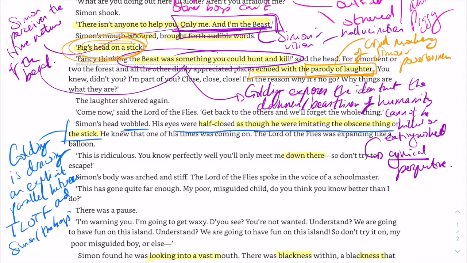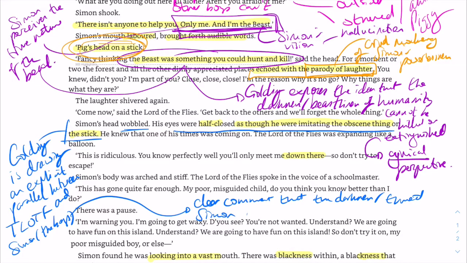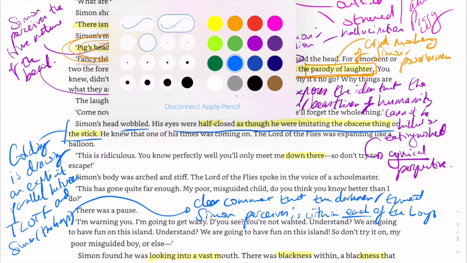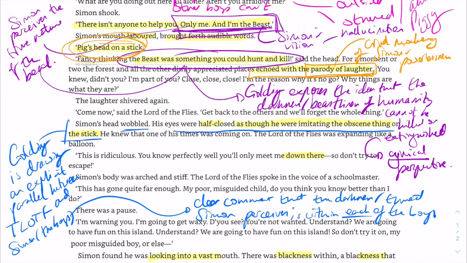Therefore, he is signalling to us that the boys, and humanity as a whole, are just as rotten as this pig's head. There is here Golding offering a clear comment that the darkness and the threat that Simon perceives is within each member of humanity, each person of humanity, and within each of the boys. And each of the boys are full of the same darkness that the Lord of the Flies represents, and are just as susceptible to evil in the same way that we see here.